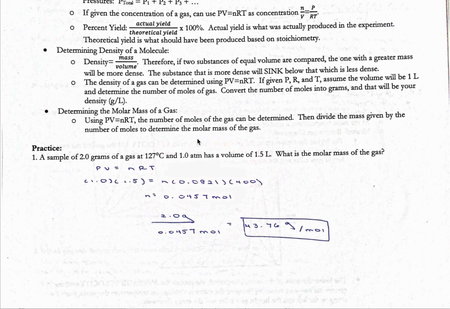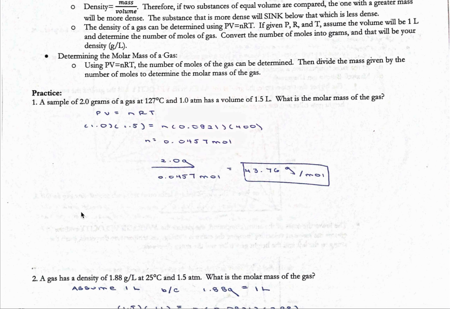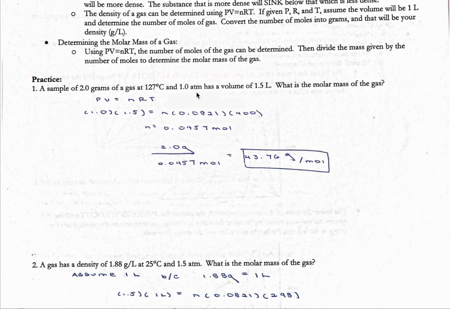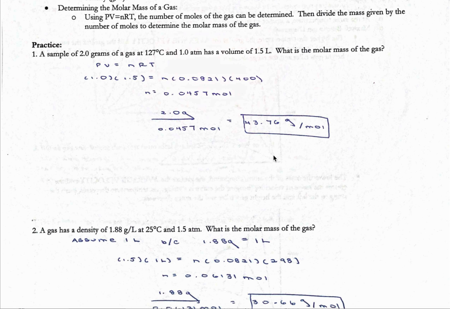Okay, I'm on to big idea 2. Here it tells me I have 2 grams of a gas, tells me my temperature, my pressure, and my volume. It says, what is the molar mass? Well, I'm going to ignore the 2 grams at first and determine how many moles I have by using PV equals nRT. So I solve for moles, then remember, molar mass is simply grams divided by moles. Well, I know how many grams I have, 2.0. I calculated how many moles, so therefore I can find my molar mass.